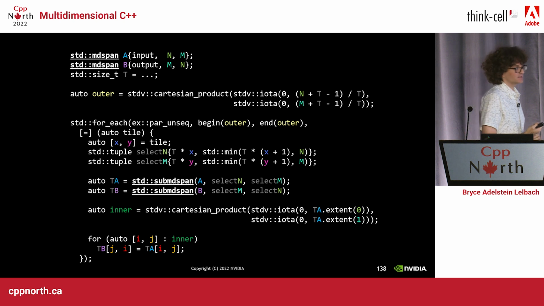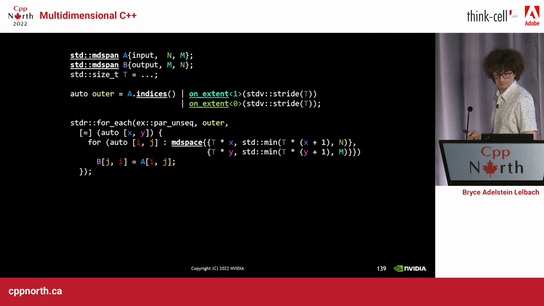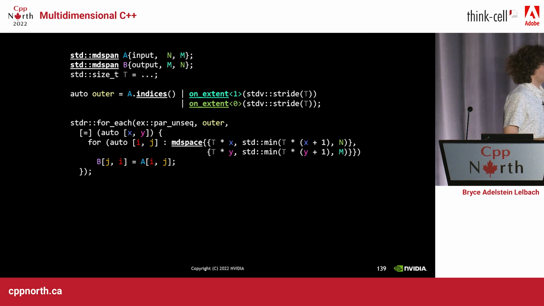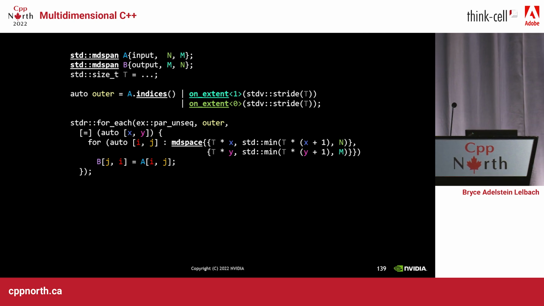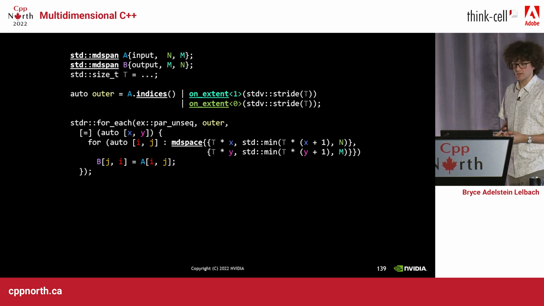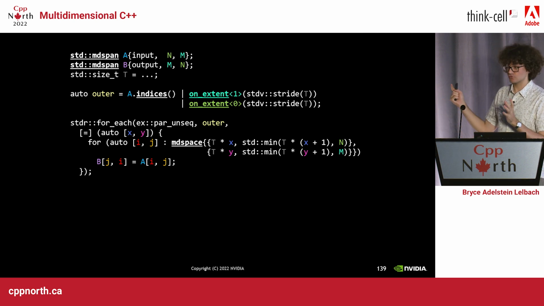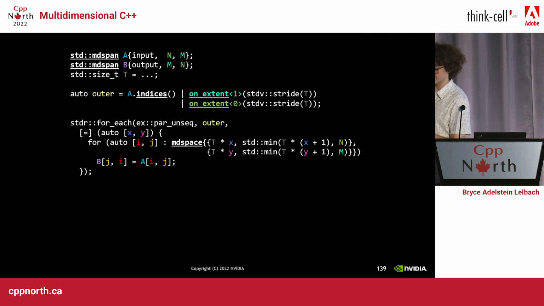Okay, so let's go back to that tiled matrix transpose that we saw earlier. So again, this is better than the status quo. I don't think that this is how I want people to write code in an ideal world. So let's see if we can improve upon it. We can get rid of that Cartesian product of iota stuff. And in fact, we can get rid of doing sub-mdspan at all. On the outer loop, we get the index space from one of the mdspans, and we just say we want to stride through it, because we want to iterate through the tiles. And stride will take care of that whole out of bounds thing for us, for the most part.